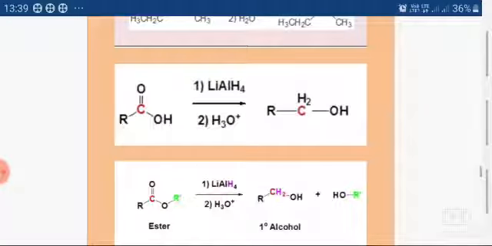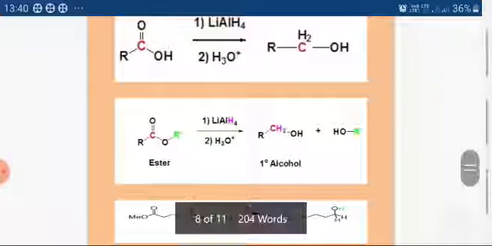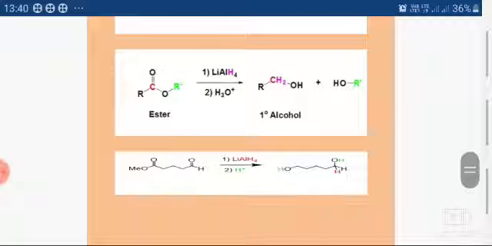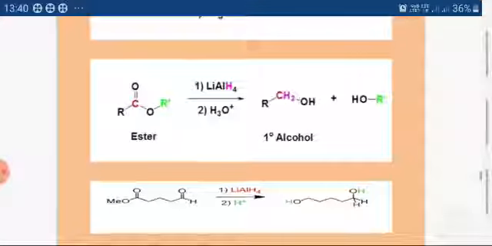The second example is the reduction of a carboxylic acid group. A carboxylic acid undergoes reduction with lithium aluminum hydride to form an alcohol. For example, when acetic acid undergoes reduction with lithium aluminum hydride, it gives ethanol. Then the next is the reduction of an ester. When an ester undergoes reduction with lithium aluminum hydride, it gives two alcohols.